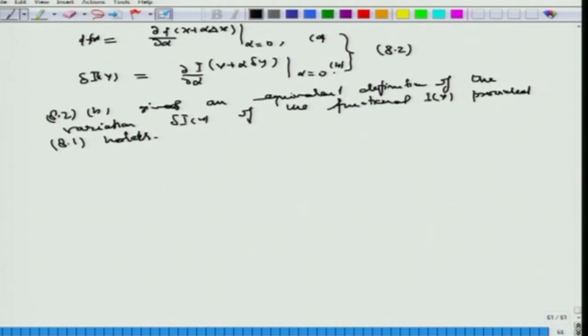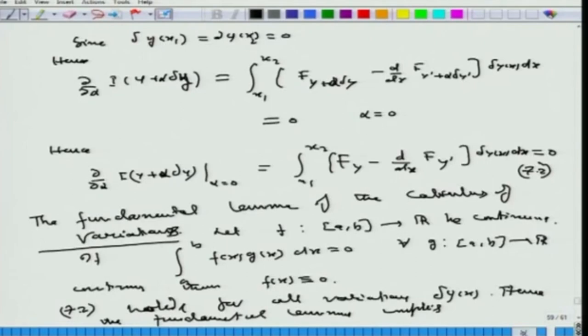We are saying that the variation exists if and only if 8.1 holds. So, under that assumption, we see that the equivalent definition of the variation delta I can be given by this 8.2 b, and so this is what we use for getting the necessary condition, which is Euler's equation for any function optimizing the functional I. So, that is what we had got in the last lecture.